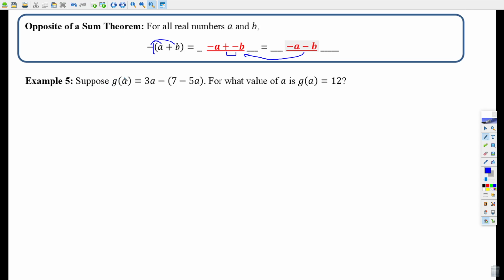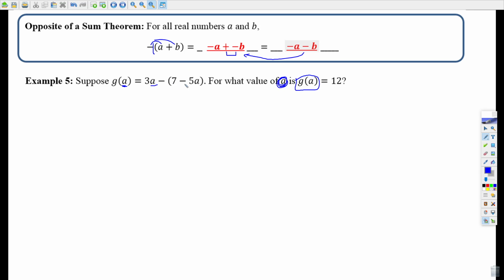Our last one. Suppose g of a equals 3a minus the quantity 7 minus 5a. For what value of a is g of a equal to 12? This is a hard one to set up because students don't really know what to do with this g of a or what it means when it says equals 12. A lot of people like to put in 12 for a, but we don't know what a is. It says for what value of a. We're trying to find a.